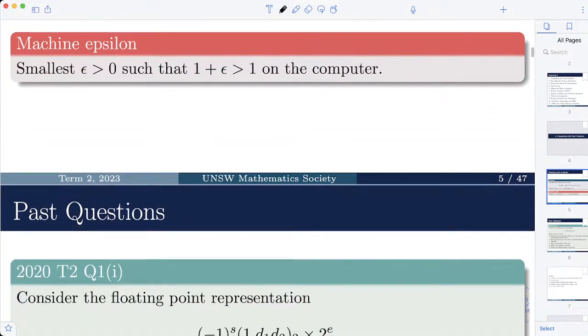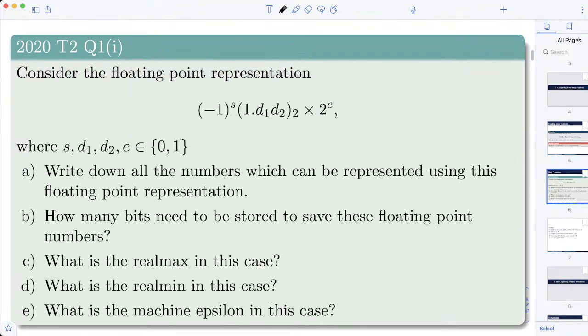One of the questions that carries straight off floating point arithmetic is 2020 question 1, the very first question. We're given a floating point representation. Now this obviously isn't the one the computer uses. This is a much simpler floating point scheme. And what we have to do over here is write down all the numbers that can be represented using this, and then find how many bits we need to store these floating point numbers, real max, real min, and then machine epsilon. And let's just quickly knock part b out of the way.